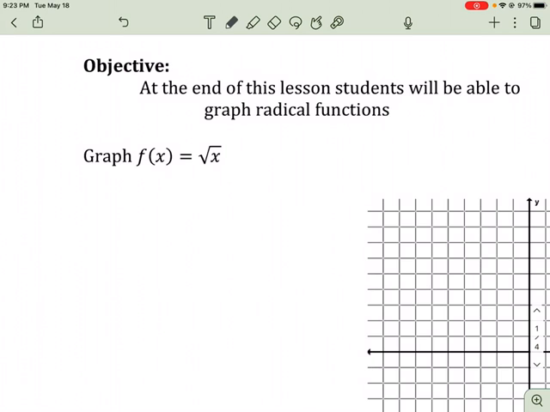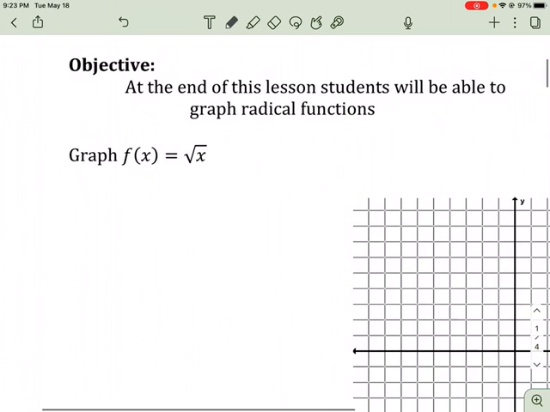Okay, so let's start with the square root. So we're going to graph radical functions by the time we're done. So we're going to graph the square root. So let's make a chart. It's the easiest way I can tell you to do it.